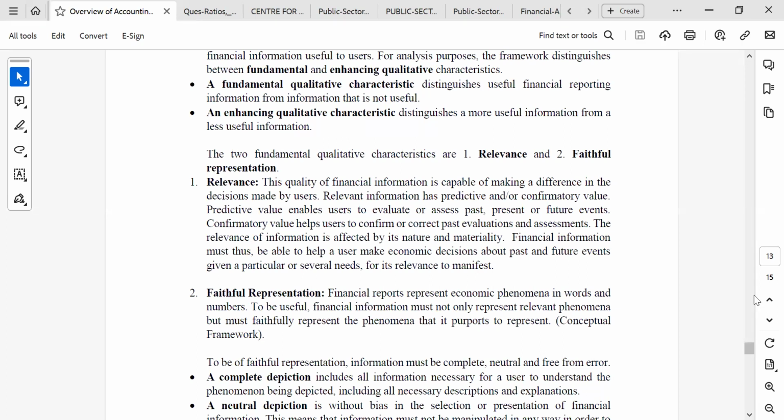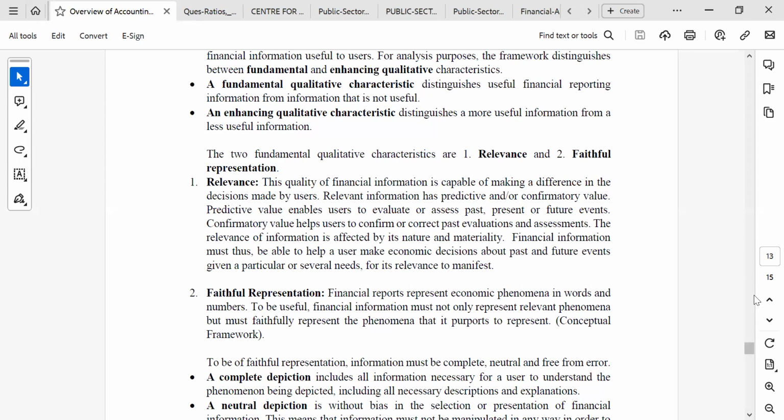In our three words, I know that faithful representation means that accounting information should be neutral, complete, and free from error. Okay, should be neutral means what? What do you mean by the accounting information? It shouldn't be biased. It shouldn't favor one party and leave the other, or it shouldn't favor either of the parties. It should be neutral.